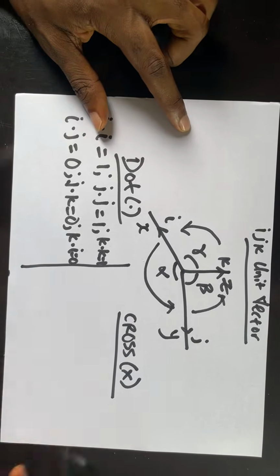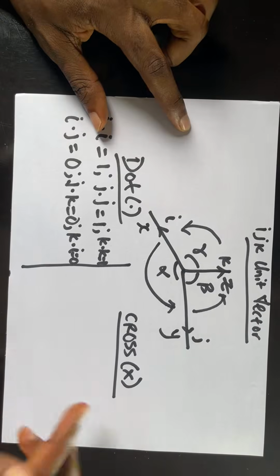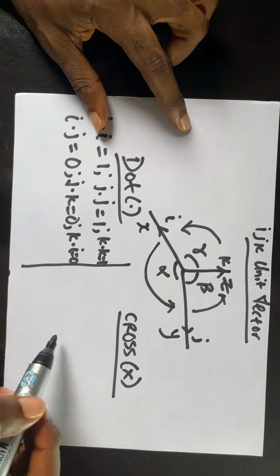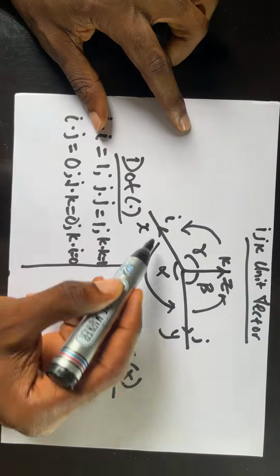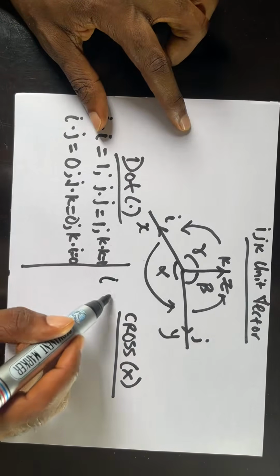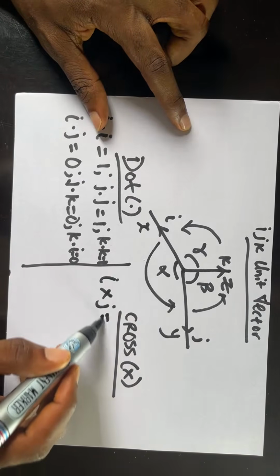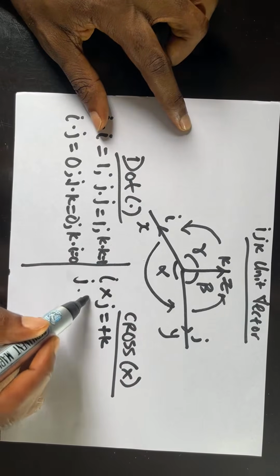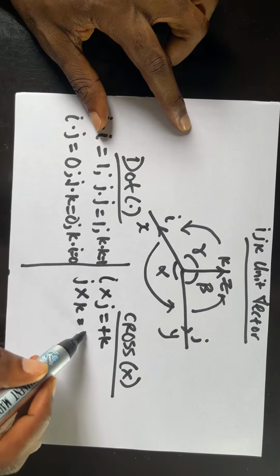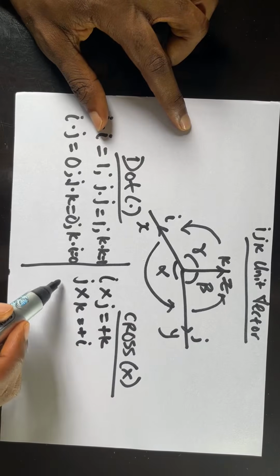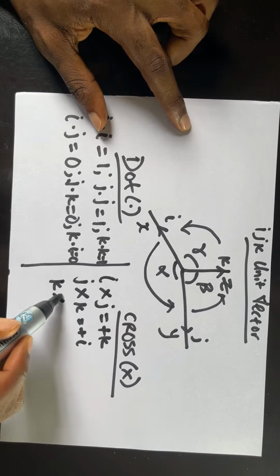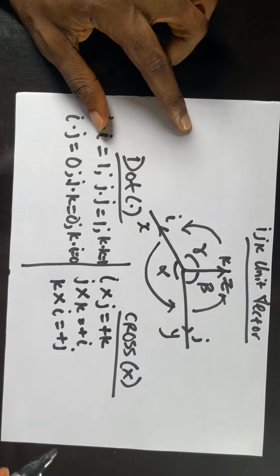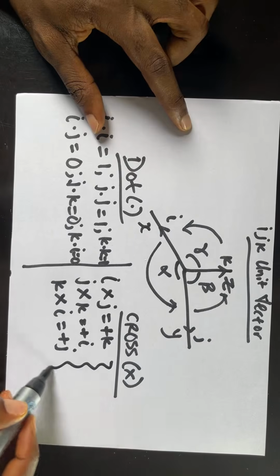These are the dot product rules which you need to know. Now we move over to the cross product rules, and we said when we are going anti-clockwise, it will give us a positive result. What do I mean? I cross J will give us positive K, J cross K will give us positive I, and K cross I will give us positive J. That was the first rule.